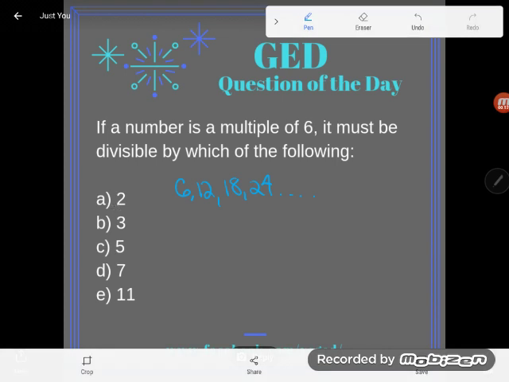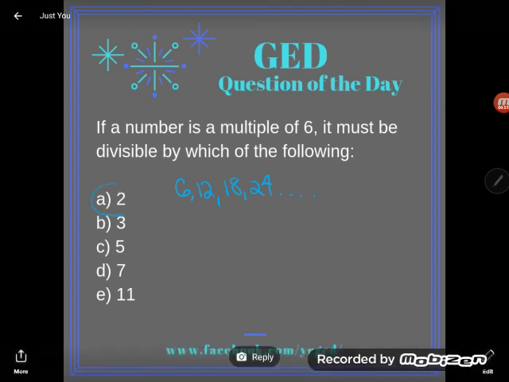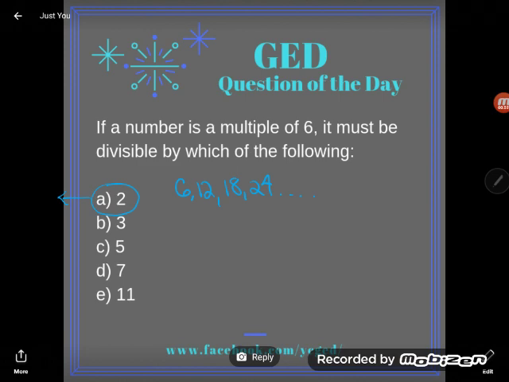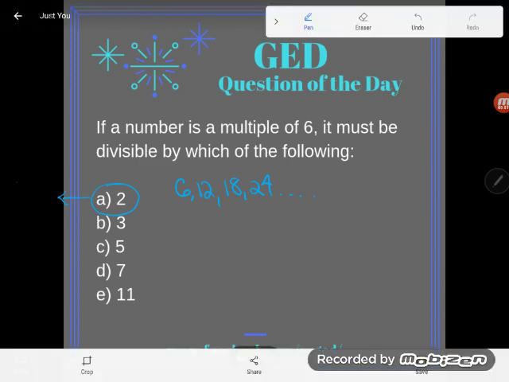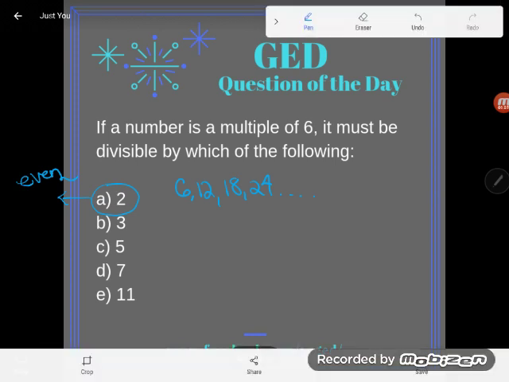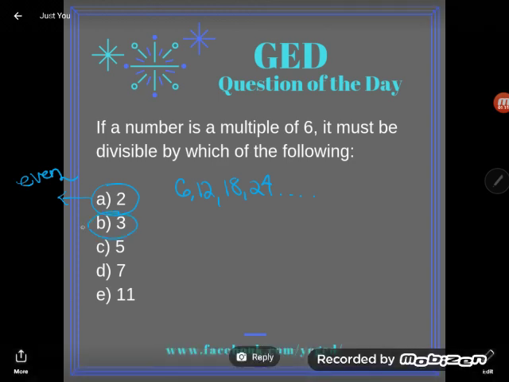First of all, would a number on the 6 times tables be divisible by 2? Let's think about this. We know that all the numbers on the 2 times tables, hopefully you know if you've been practicing your divisibility, are even. So let's think about the numbers on the 6 times tables. Are they all even? 6, 12, 18, 24, 30. Yes, absolutely.